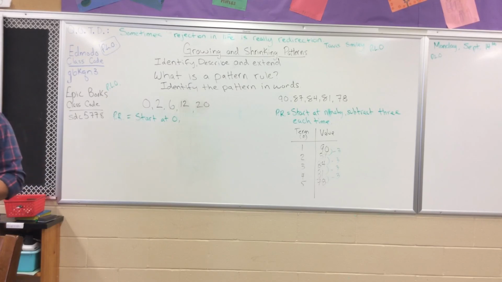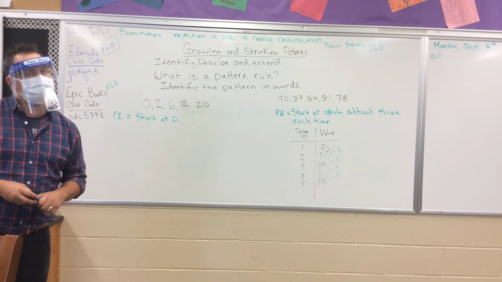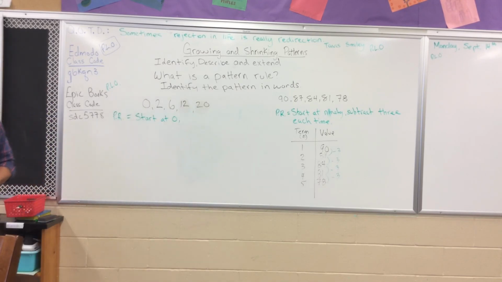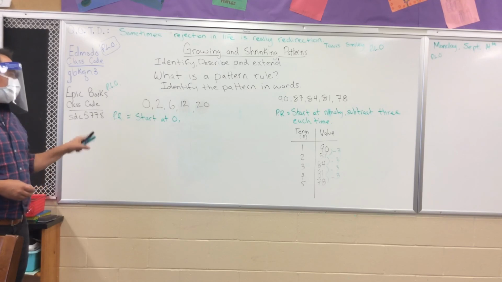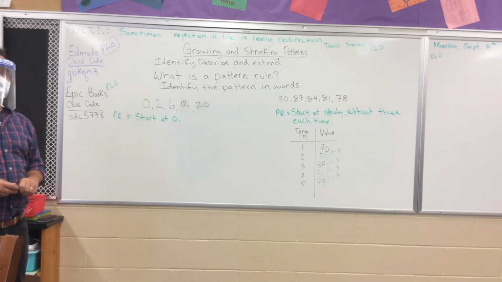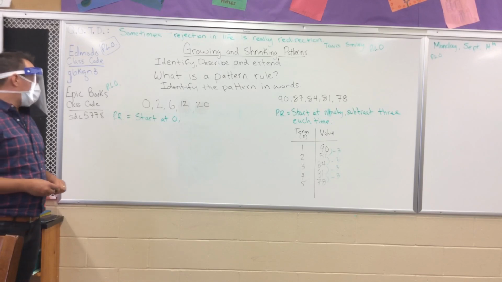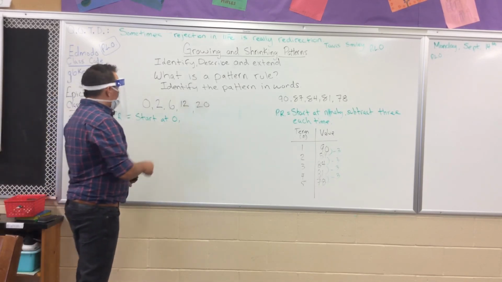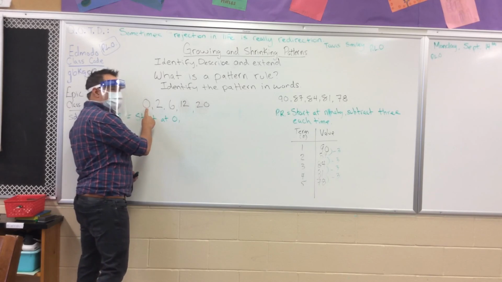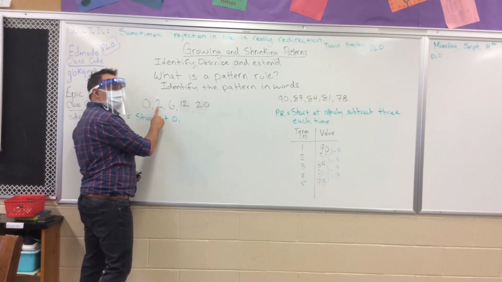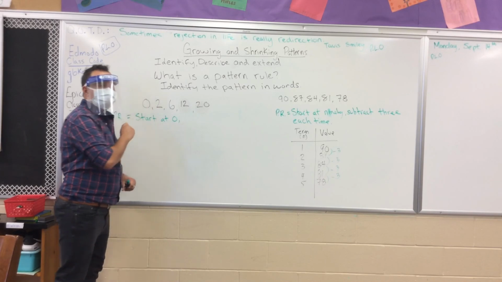Can the pattern have 2 rules? Sometimes a pattern can have 2 rules, like plus 4 minus 2 or something like that. Does that work for this? Natalie, what are you thinking? Plus 2 multiplied by 2. So if we did that, 0 plus 2 is 2, multiplied by 2 is 4. No. So it can't be that one.